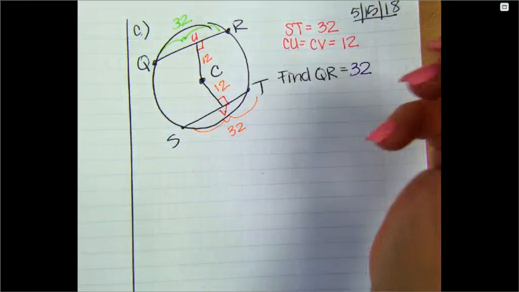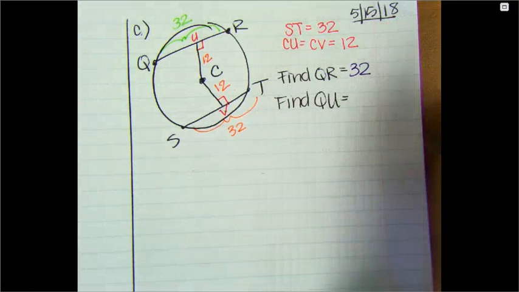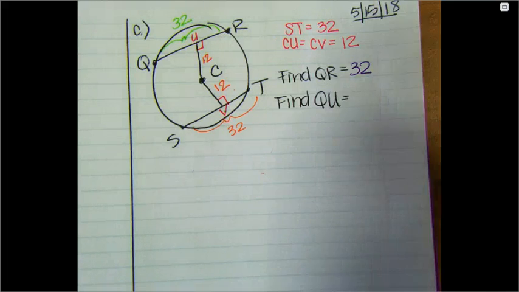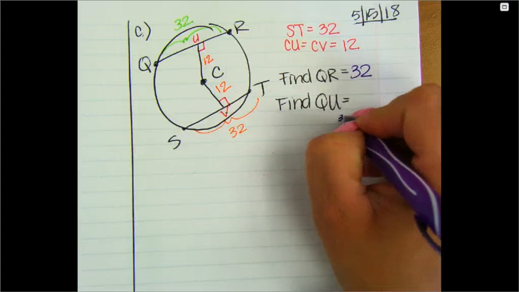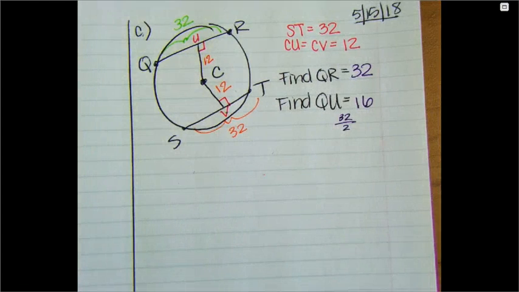Not degrees, it's just 32. Then it says find QU. Why 16? Why is it half? Because it's a perpendicular bisector, so it's cut in half. So what are we dividing? 32 by 2, which is what? 16. Is that better?